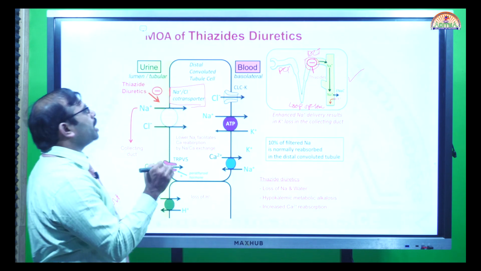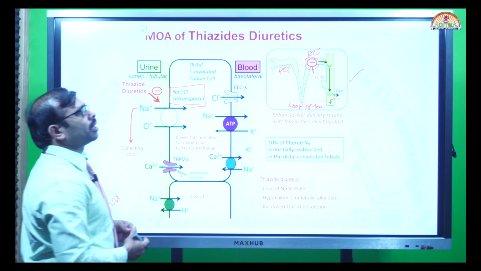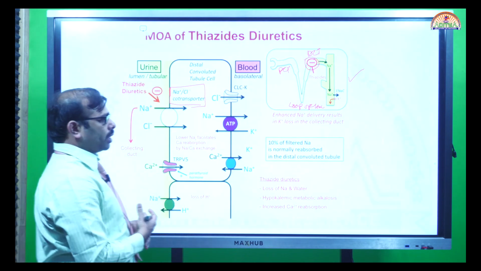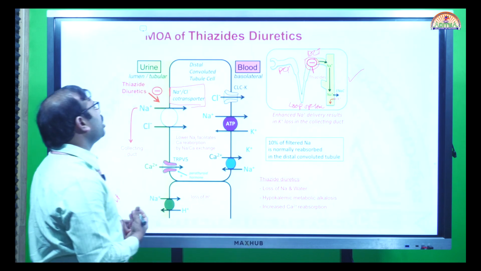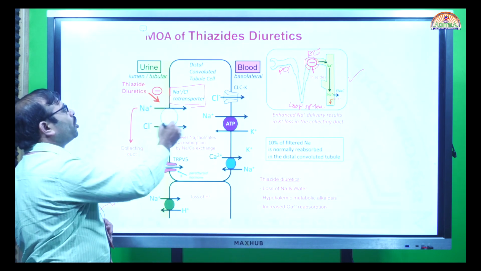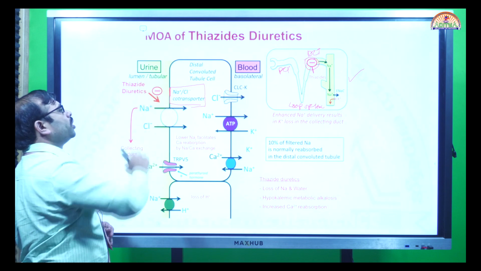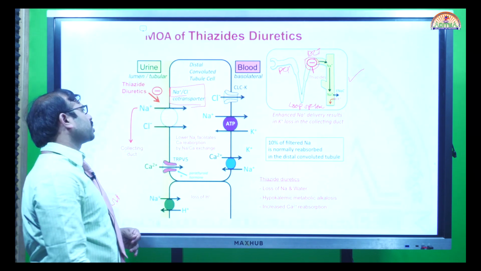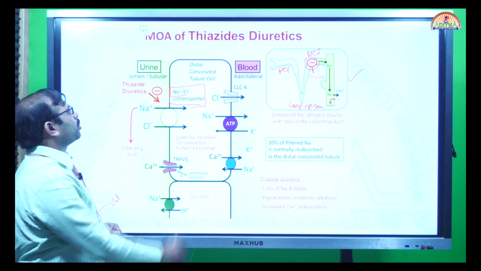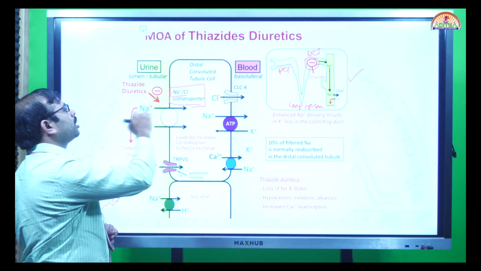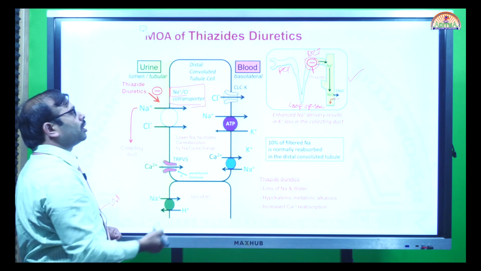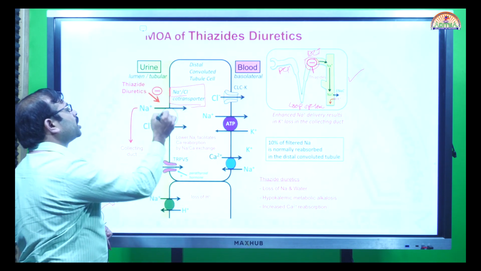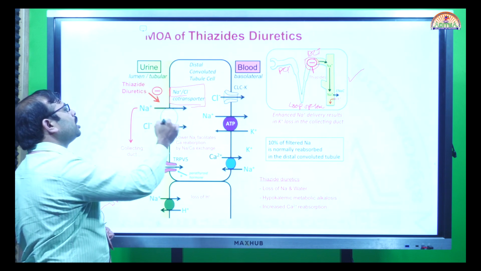The thiazides and thiazide-like diuretics, like chlorothiazide, flumethiazide, cyclothiazide and hydrothiazide, show their mode of action by inhibiting the Na+/Cl- symporters. So what will happen? Thiazides show their mechanism of action by inhibiting these Na+/Cl- symporters on the early stage of the DCT.